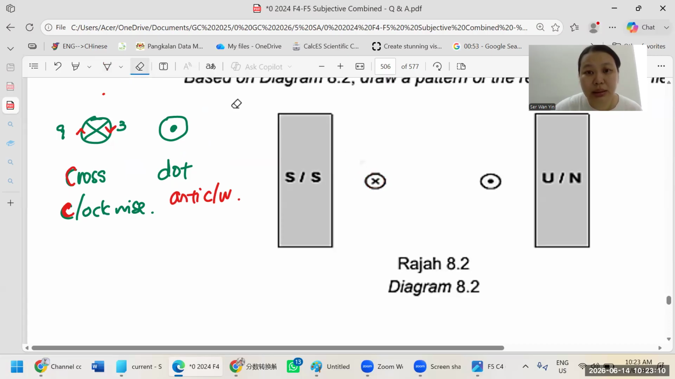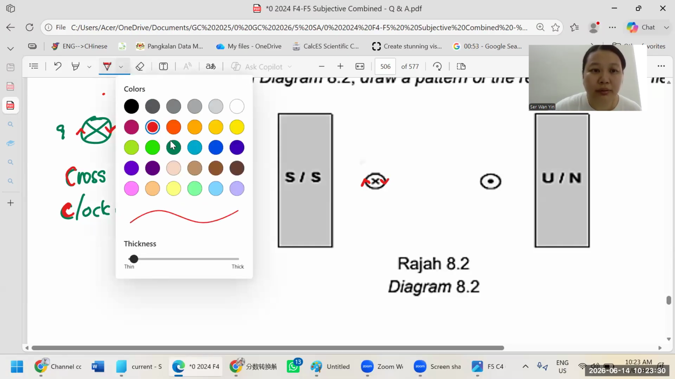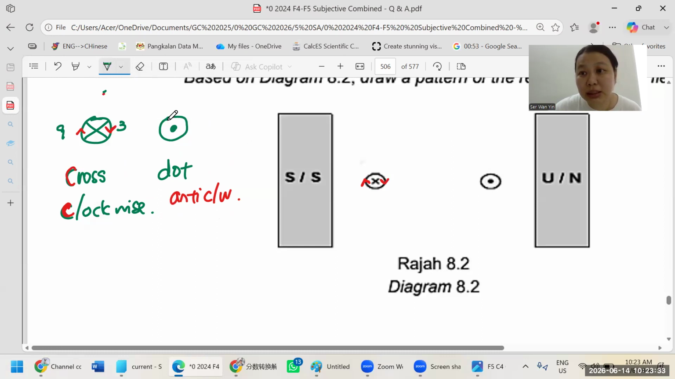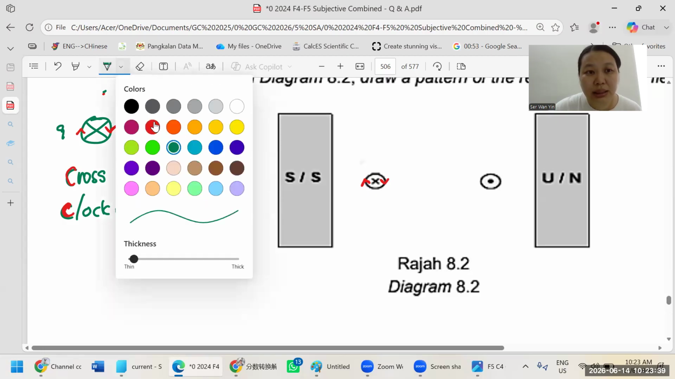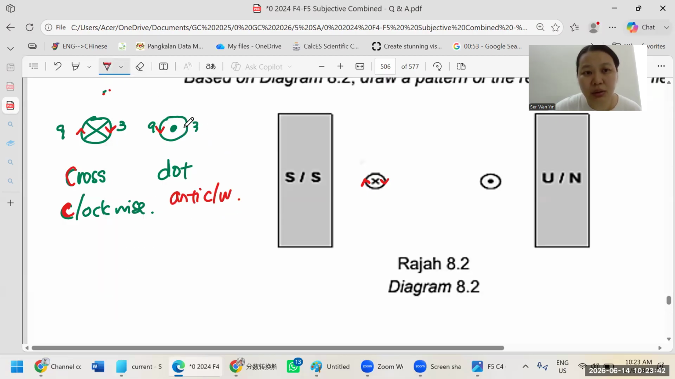This one is clockwise, 3 o'clock, 9 o'clock. So here there are many clocks, 1 clock, 2 clock. Then this one, the dot, will be anti-clockwise. If you are not sure, you just treat the wire as a clock. 9 o'clock, 3 o'clock. Anti means 9 goes down, 3 goes up, it's the opposite. So go down and go up.